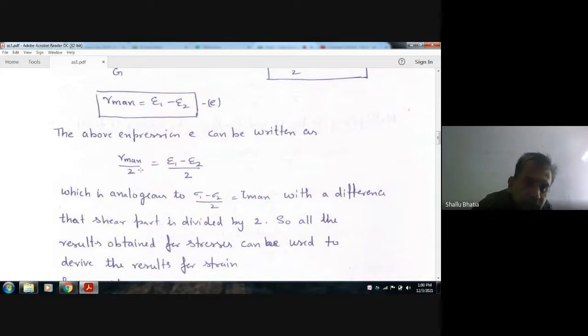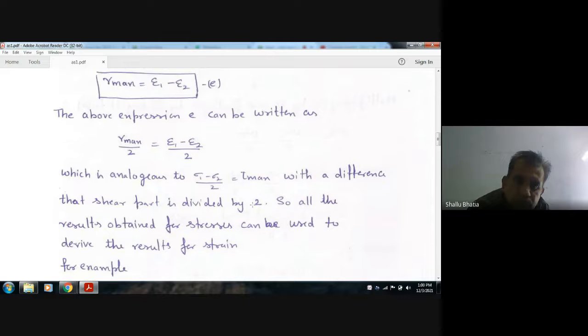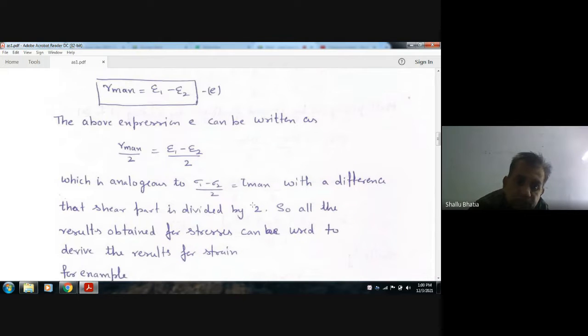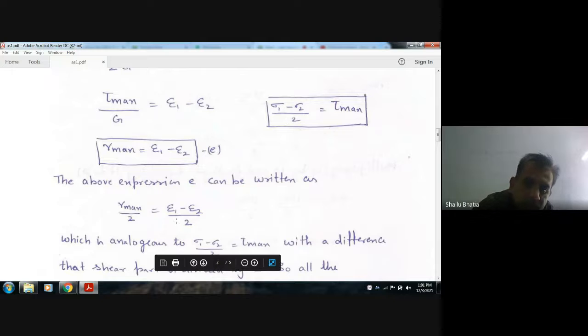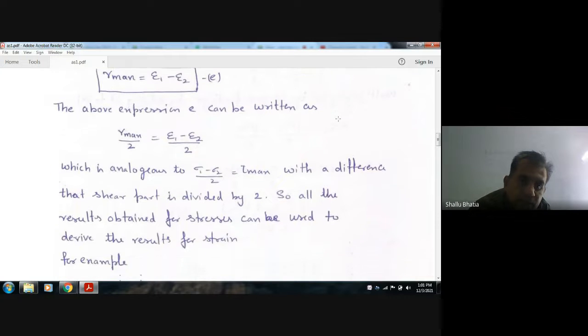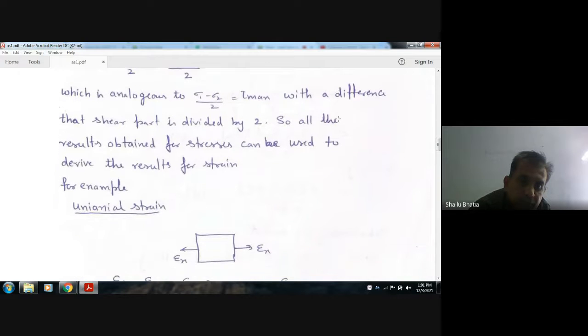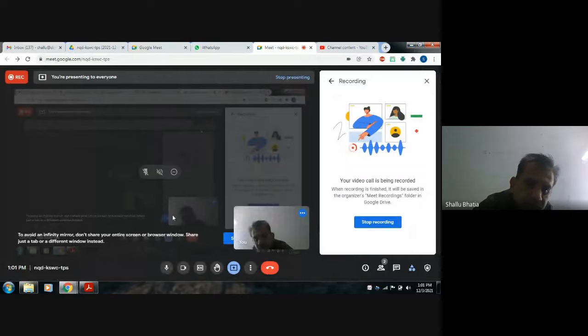So the expression can be written by dividing by 2 on both sides: gamma max by 2 is equal to epsilon 1 minus epsilon 2 divided by 2. We know that sigma 1 minus sigma 2 divided by 2 is tau max. So we can say that the difference of strains divided by 2 is equal to maximum shear strain by 2, but the difference of stresses divided by 2 is tau max. So these are all the results that we have obtained in the case of complex stresses, the results we obtained in the case of linearly complex stresses.